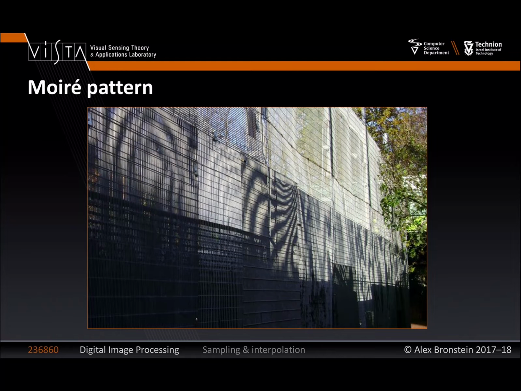So this is the promised example of aliasing. You see we have a regular structure here, this fence. But look what happens here. Do you see this low frequency pattern? Basically these patterns here. This is not part of the structure. This is just an artifact caused by aliasing. Yes, question?